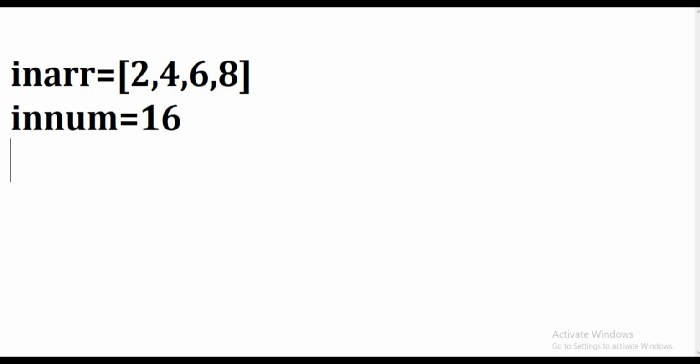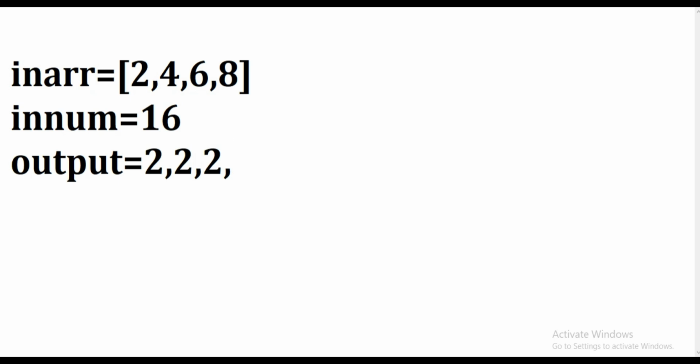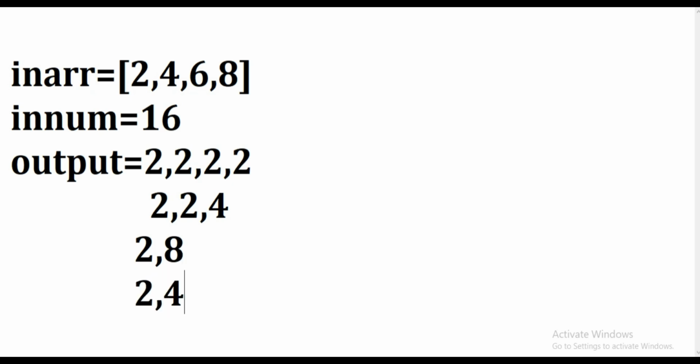What becomes the output of this problem statement is, the possible combinations are 2, 2, 2, 2, which is 16, 2, 2, 4, 2, 8, 4, 4. These are the possible valid combinations for this output.